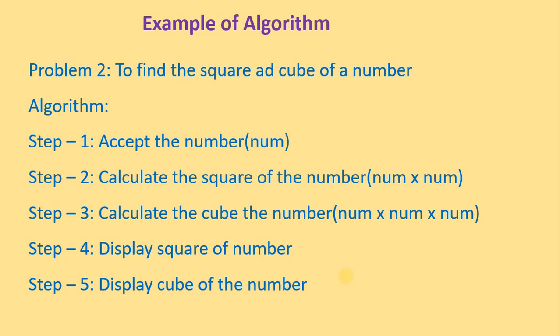Now your work is to make an algorithm. You have to make 2 algorithms basically, and write the steps of each algorithm. The first one is to find the area of a rectangle where length and breadth are taken as input. So you have to accept the length and accept the breadth, then calculate the area, then display the area. This is what you have to do.